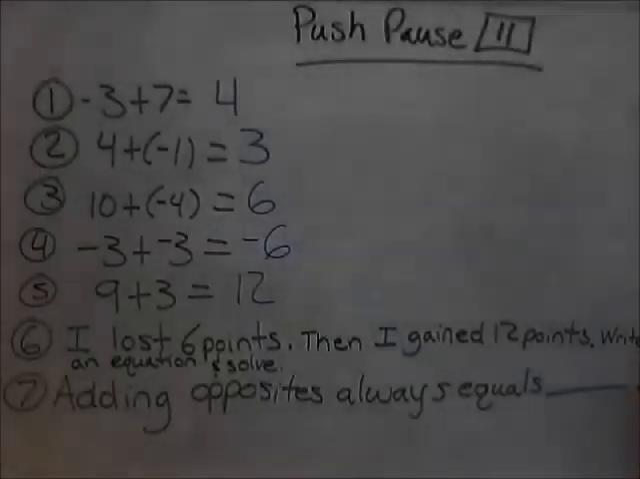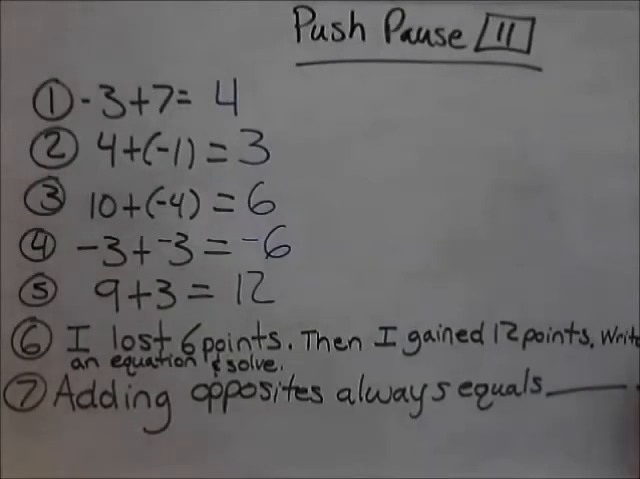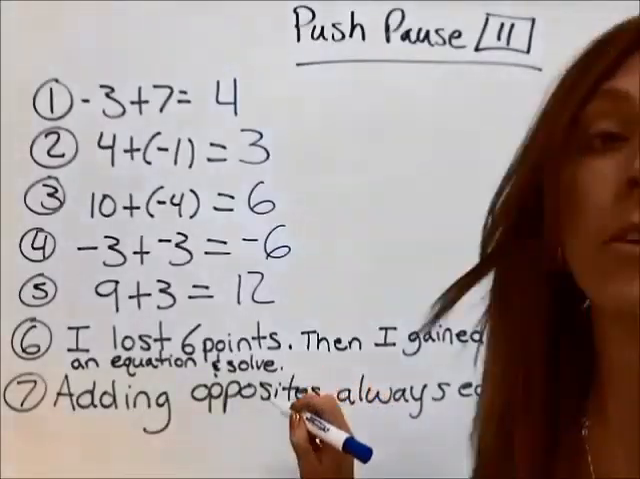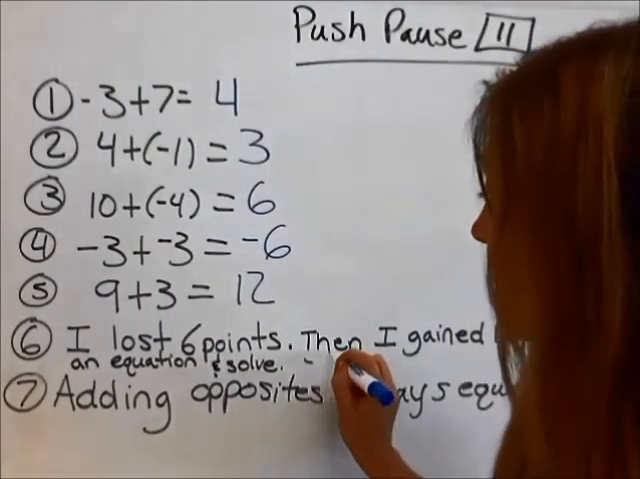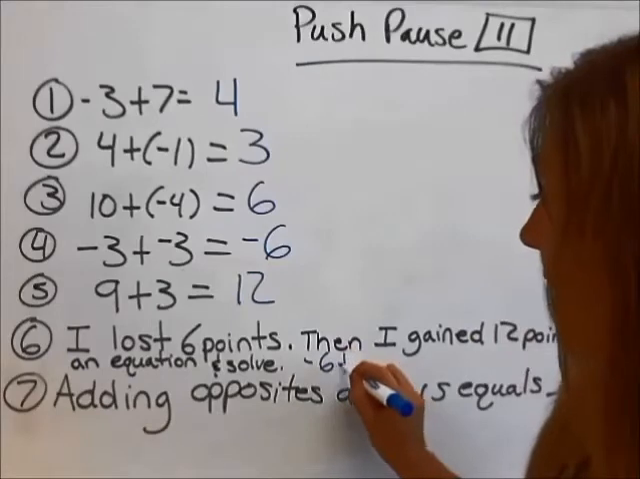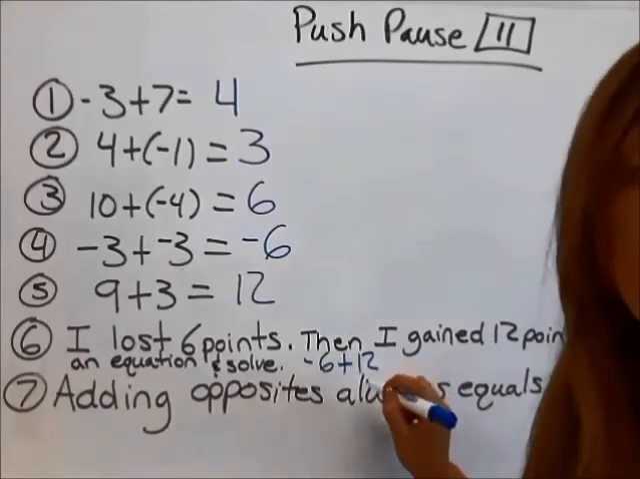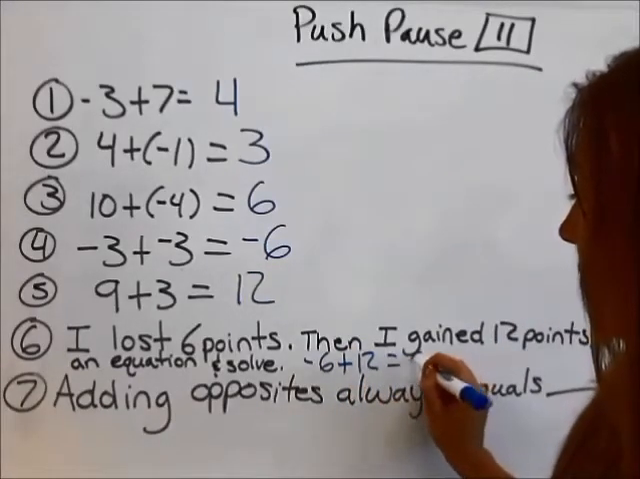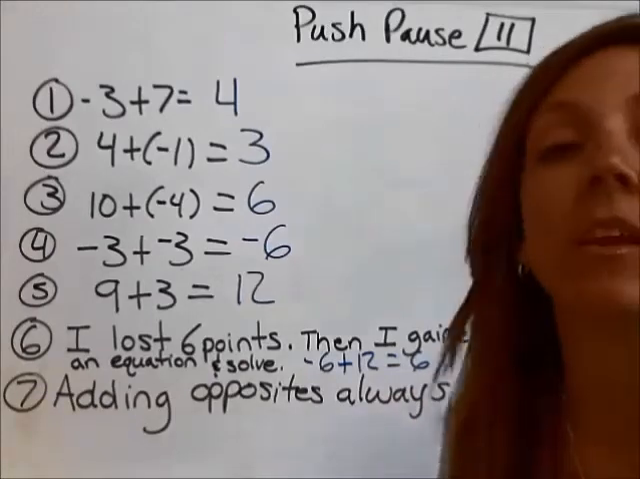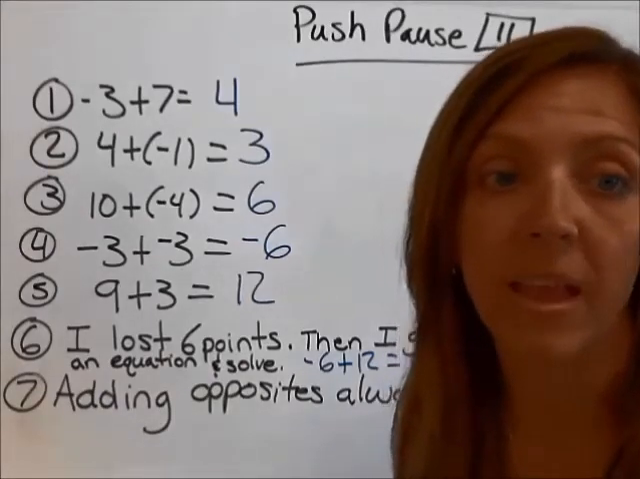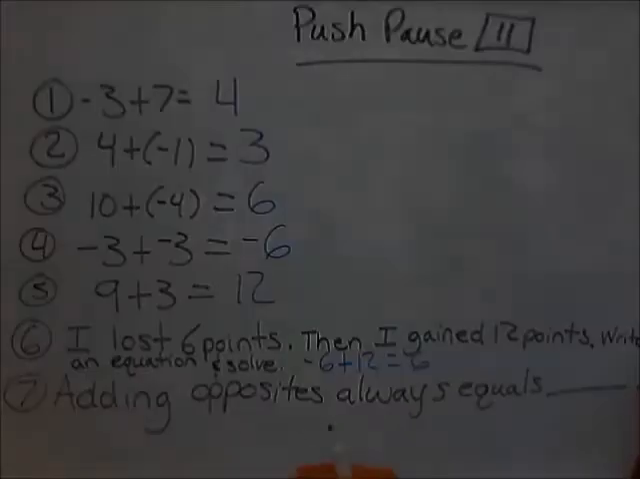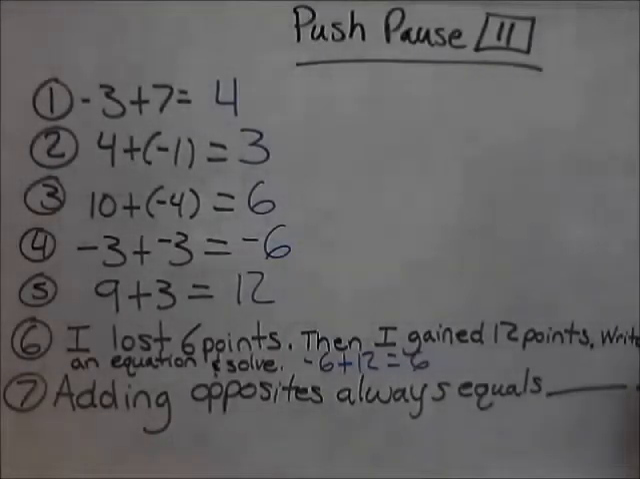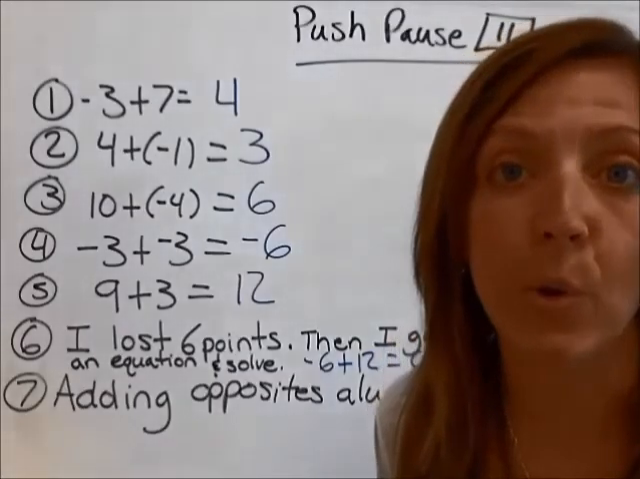Number 6, I lost 6 points, then I gained 12 points. Say in a video game. Write an equation and solve. Well, I lost 6 points. -6. I gained 12, plus 12 equals +6. So you're left with 6 points. And number 7, adding opposites always equals 0.